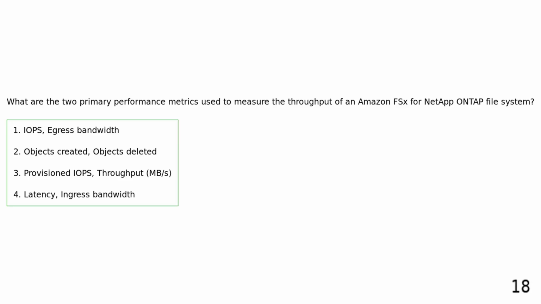What are the two primary performance metrics used to measure the throughput of an Amazon FSx for NetApp ONTAP file system? IOPS, egress bandwidth. Objects created, objects deleted. Provisioned IOPS, throughput. Latency, ingress bandwidth.